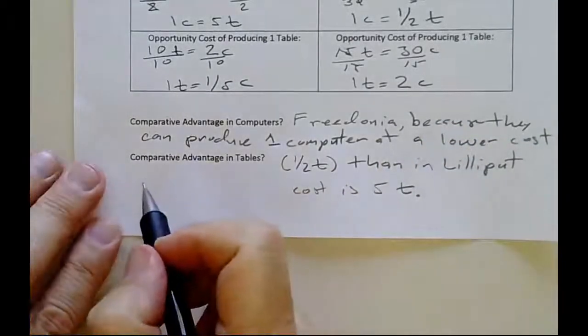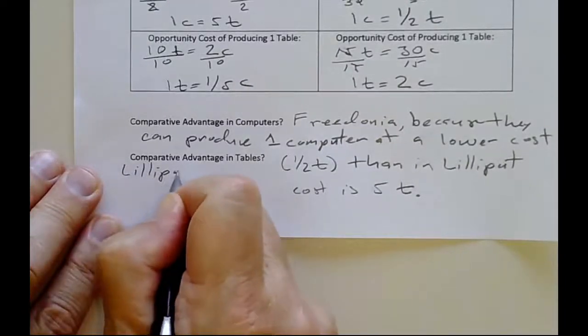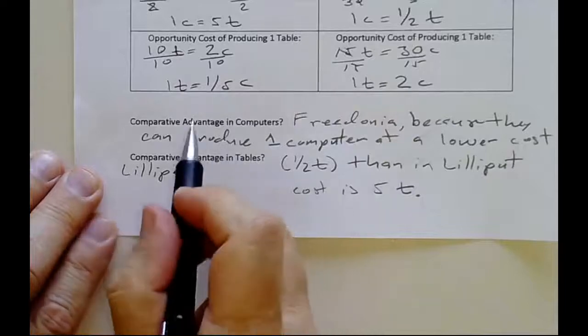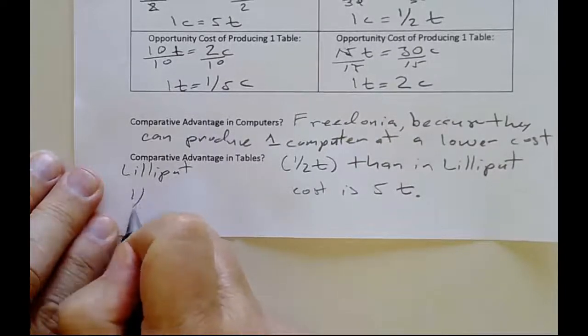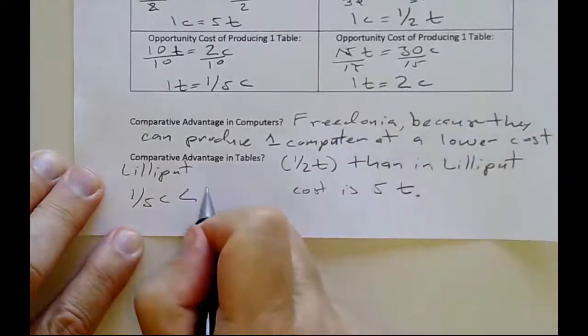And over here you do the same thing. You would say it is Lilliput. And then simply compare the cost. You would say the cost there is 1/5 computer, which is less than the cost in Freedonia, which is 2 computers.